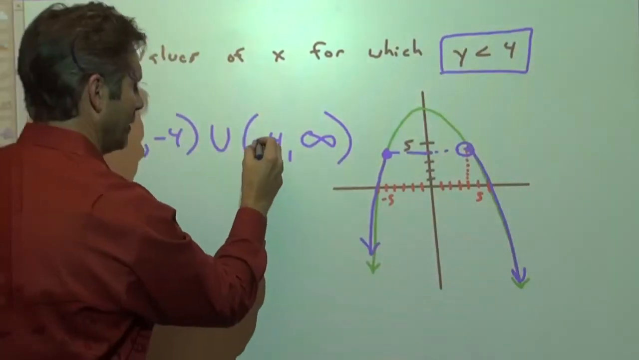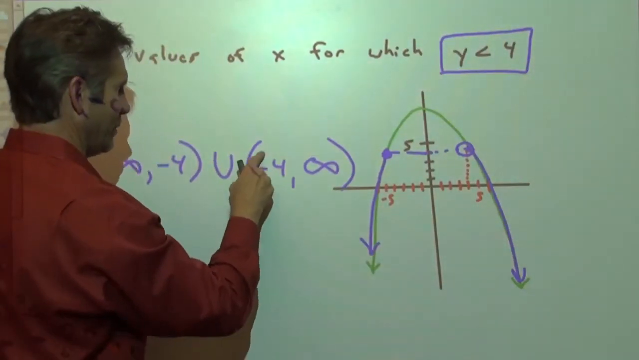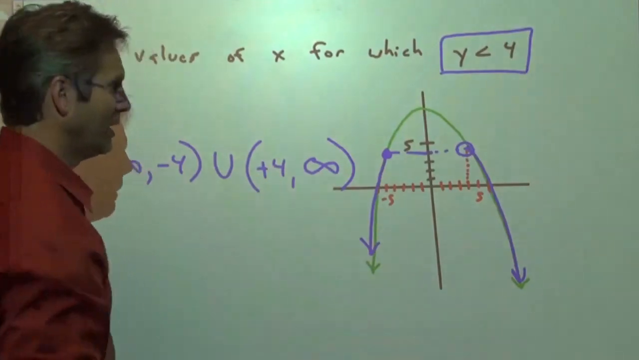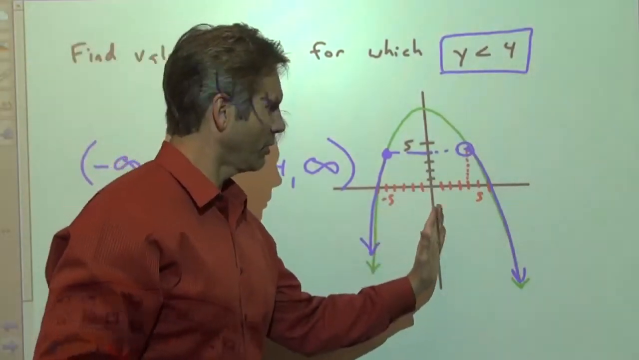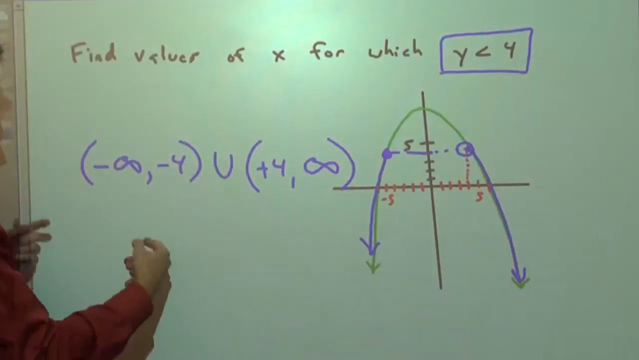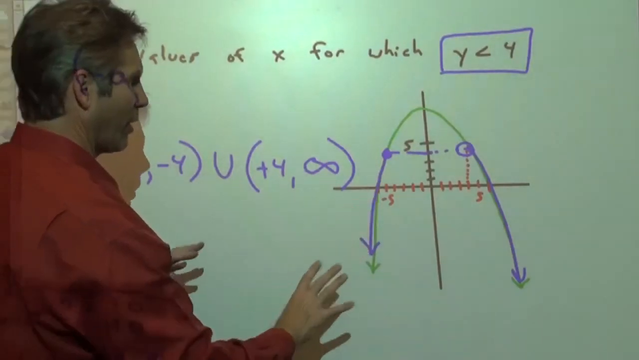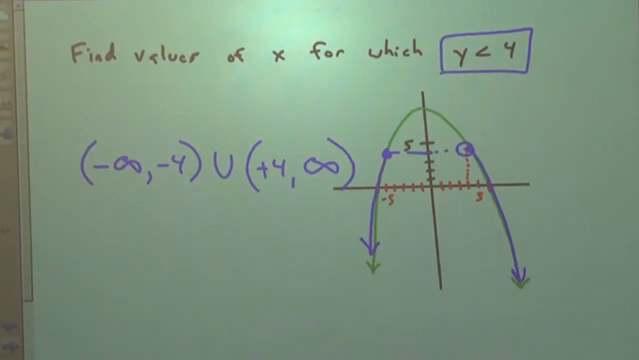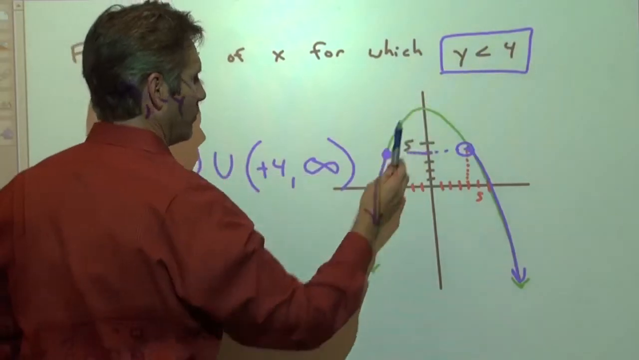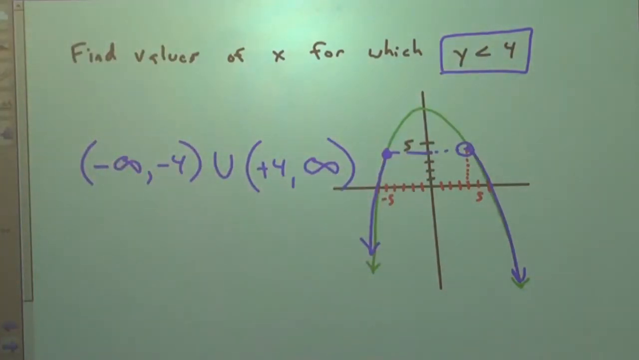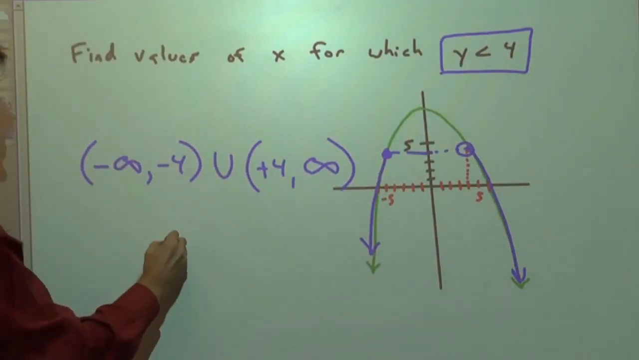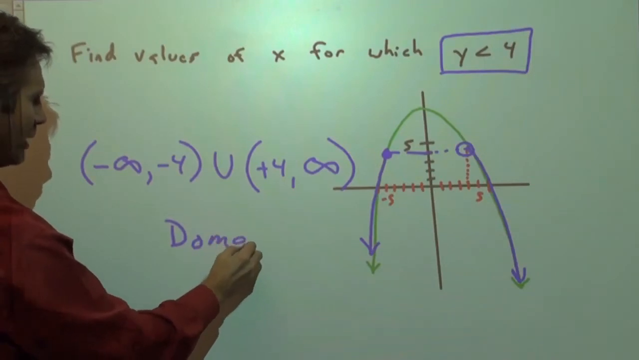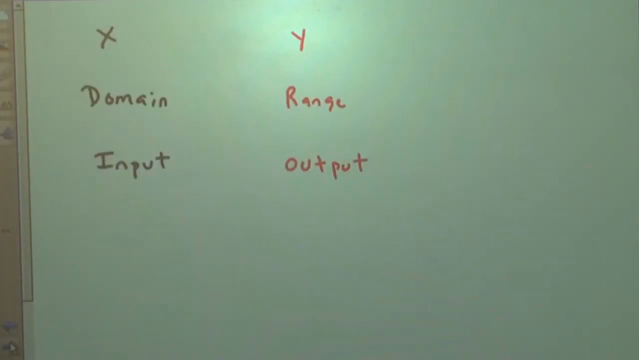Ooh, I did that wrong. Sorry, shouldn't be a negative sign there. Oopsies. So this is a plus sign. So from plus 4 to infinity, and from negative infinity to negative 4, those are the x values that would allow our y values to be true to that statement that y is less than 4. So this would be the domain. This would be describing the possible x values.